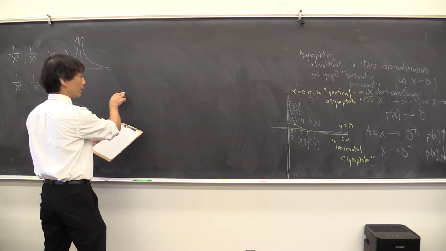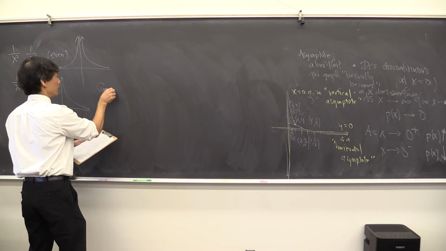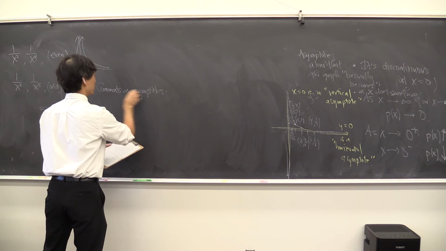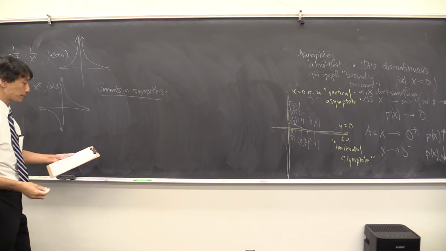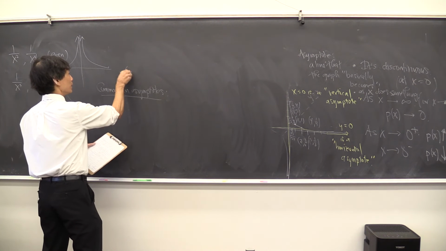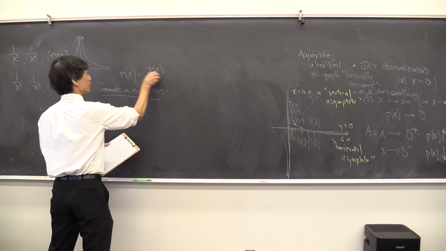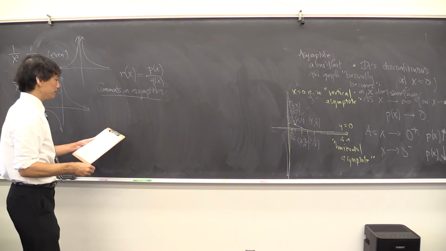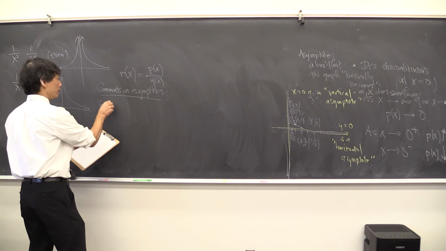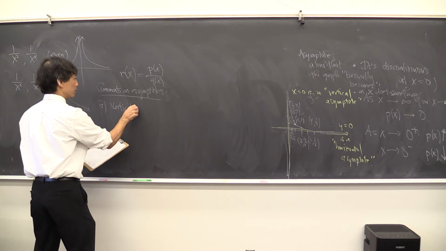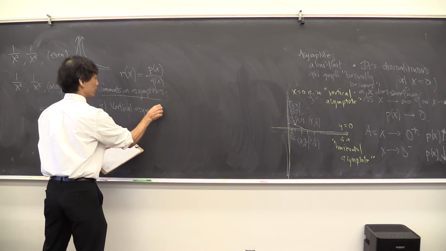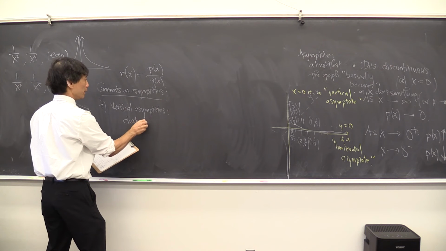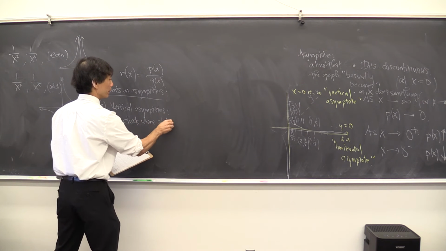Okay, so let me just make... Sorry, I probably should have included this earlier. Comments on asymptotes. You have some rational function, p of x over q of x. So vertical asymptotes, you just check where the denominator equals 0.